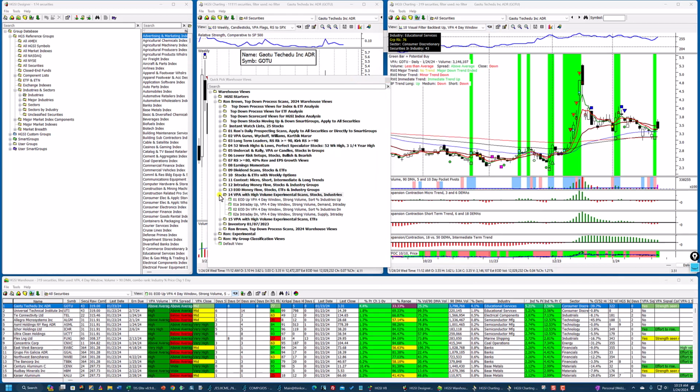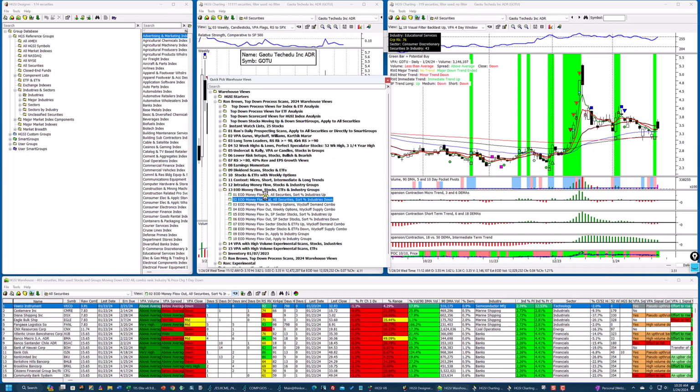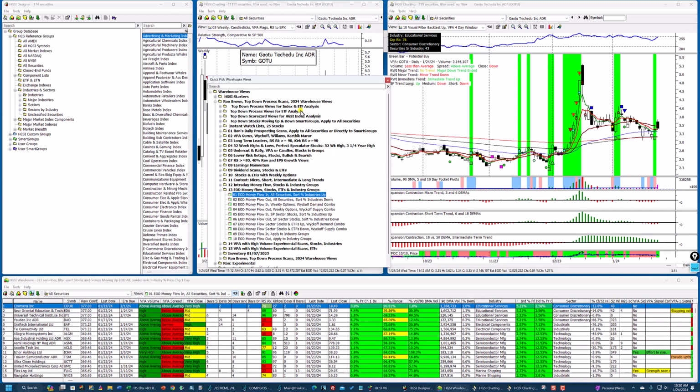Okay, first I want to go back to the money flow. Now, this is the intraday money flow. This is the end of day. Maybe I should have reversed these two folders, and I may do that in the future. But I was working on the intraday first, and then I added the end of day. But let's just look at the end of day money flow here.